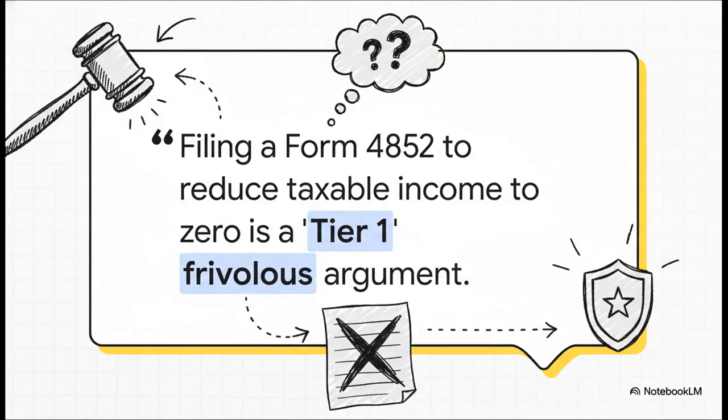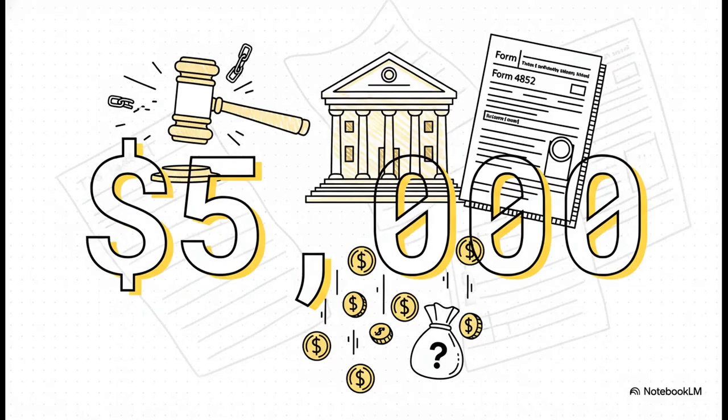And you don't have to take my word for it. Tax experts like Robert W. Wood are very clear on this. Using a Form 4852 to incorrectly argue that income isn't taxable is considered a Tier 1 frivolous argument. The IRS actually has this on a list of known tax protester tactics. And the risk isn't just getting the return rejected. We're talking about a specific $5,000 penalty under Internal Revenue Code Section 6702 for filing a frivolous tax return, and misusing a Form 4852 is a known trigger for that penalty.